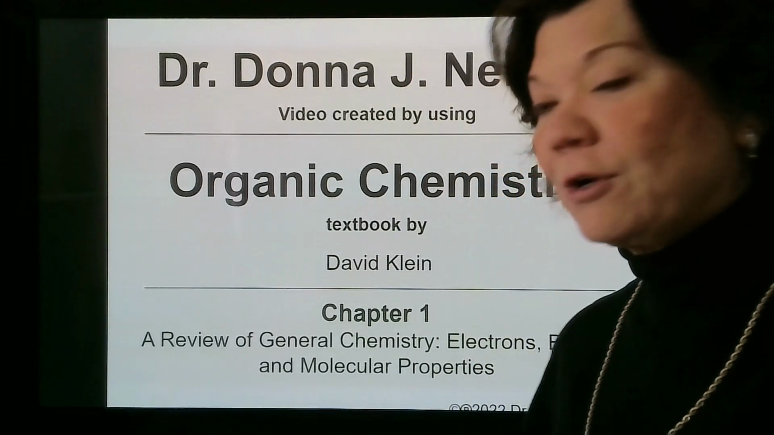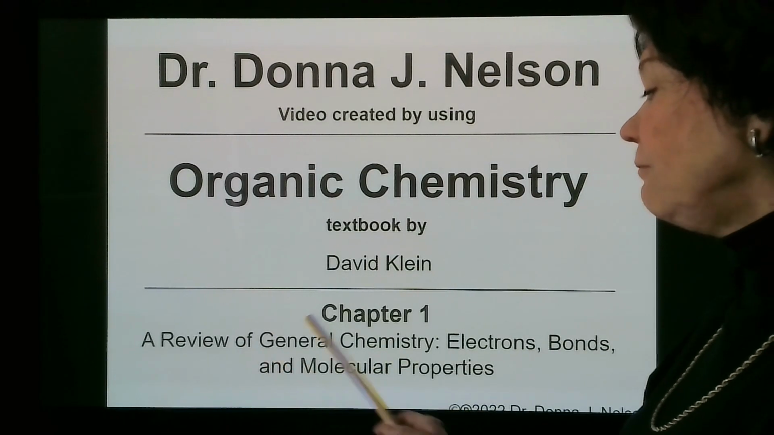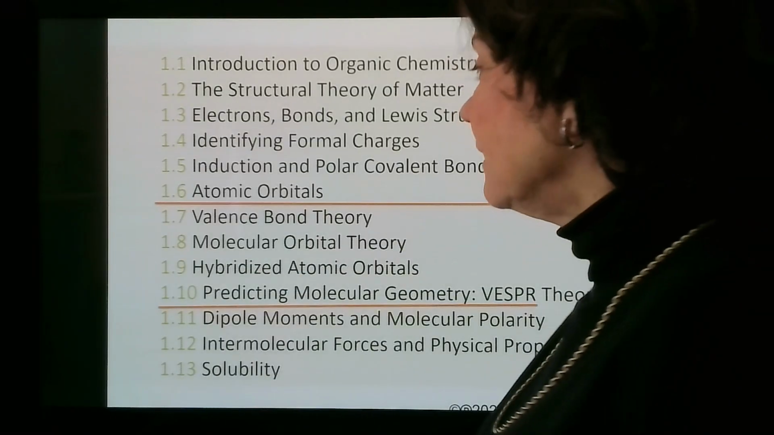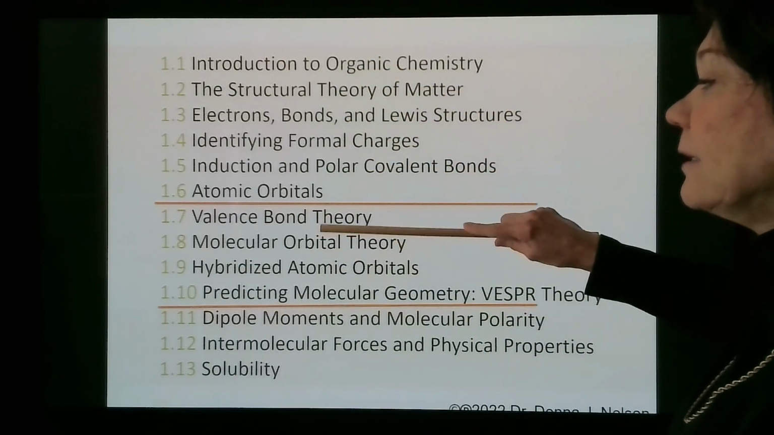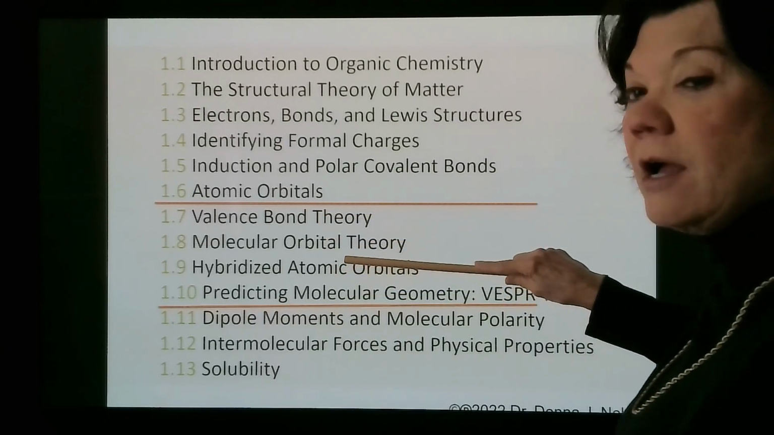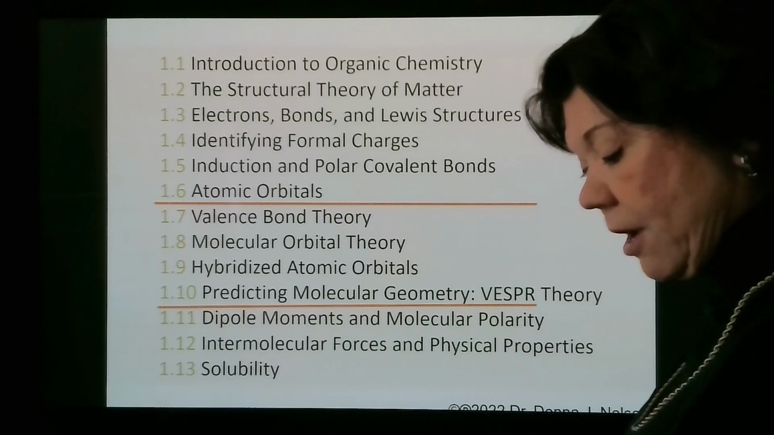This is Donna Nelson at the University of Oklahoma, and I am recording a lecture for my Organic Chemistry 1 class, and we are on Chapter 1. This is Lecture 2 of Chapter 1, a review of general chemistry, electrons, bonds, and molecular properties. So you can see I've already recorded Lecture 1. This is Lecture 2: valence bond theory, molecular orbital theory, hybridized atomic orbitals, predicting molecular geometry, VSEPR theory.